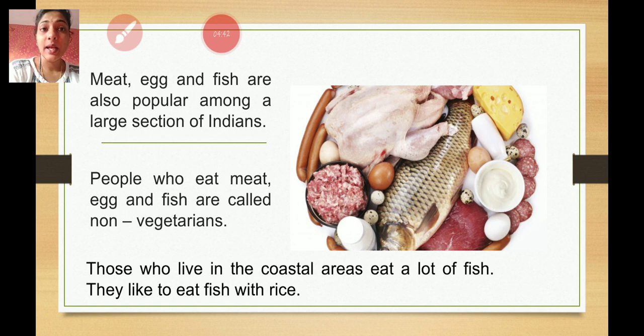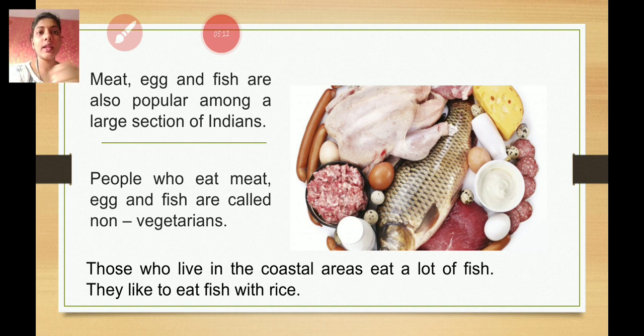Now, let us read. Meat, egg, and fish are also popular among a large section of Indians. Some people eat only vegetarian food, which is green leafy vegetables, fruits, pulses, and food grains. Some, including the vegetarian food, also eat non-vegetarian food, which includes meat, egg, and fish. People who eat meat, egg, and fish are called non-vegetarians.